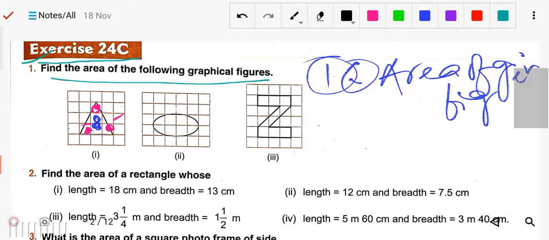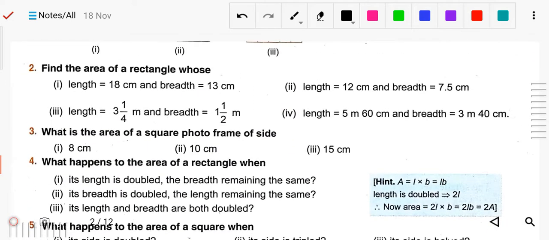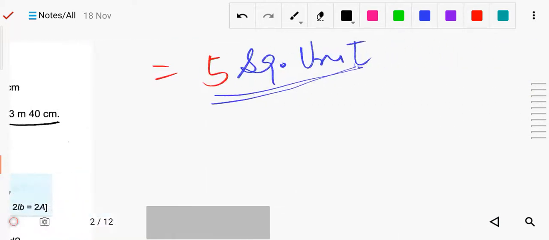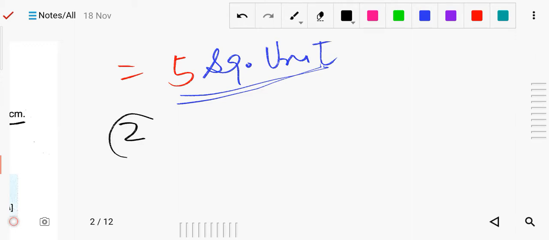Now next question number 2, find the area of a rectangle. Very easy, I think you can solve this one. So here I will solve question number 4. Length is given 5 meter 60 centimeter and breadth is given 3 meter and 40 centimeter.